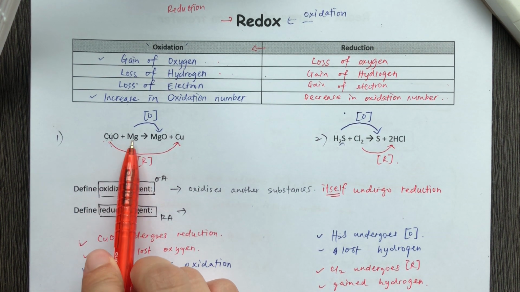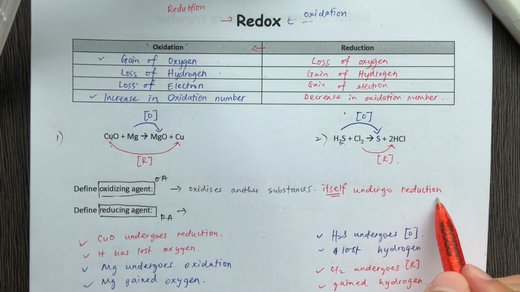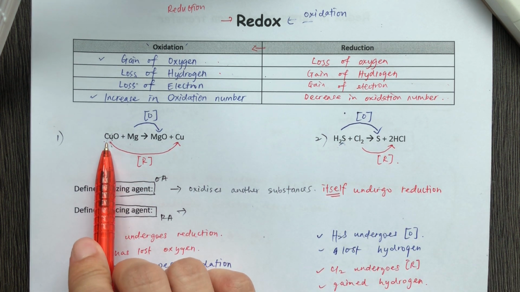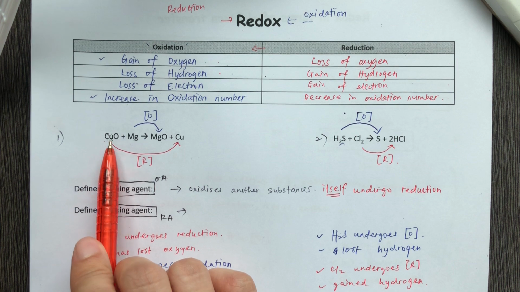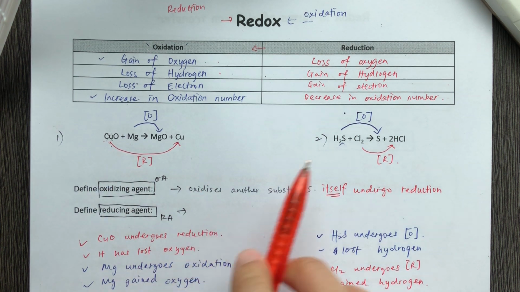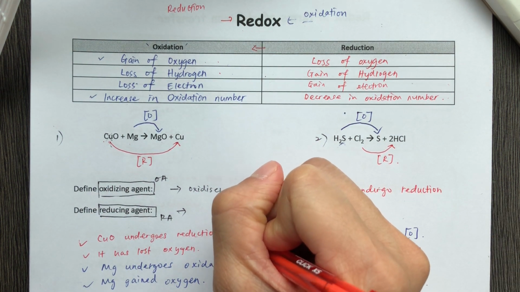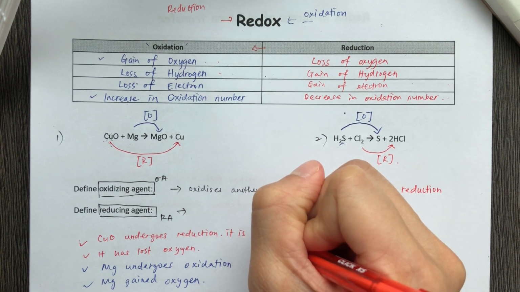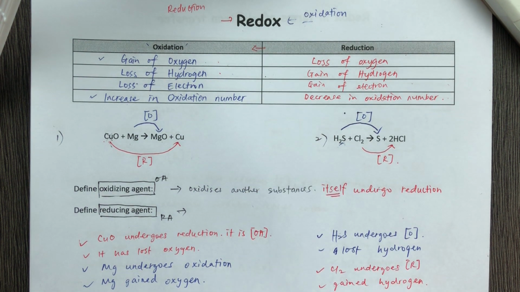So for example 1, how do I know who is the oxidizing agent? You just look for the reactant that undergoes reduction. So who is the one that undergoes reduction in my first reaction? CuO, am I right? So CuO undergoes reduction. That means it is an oxidizing agent. As simple as that. Okay?